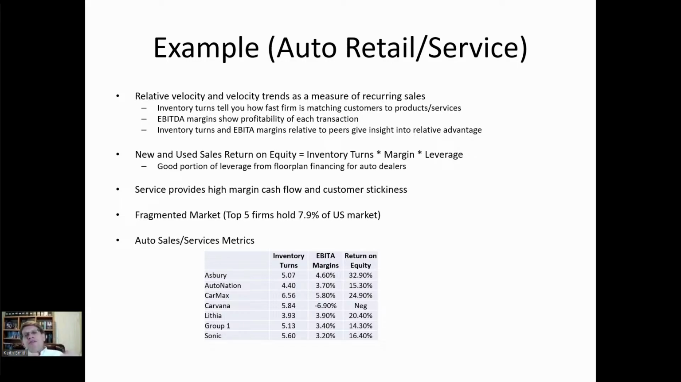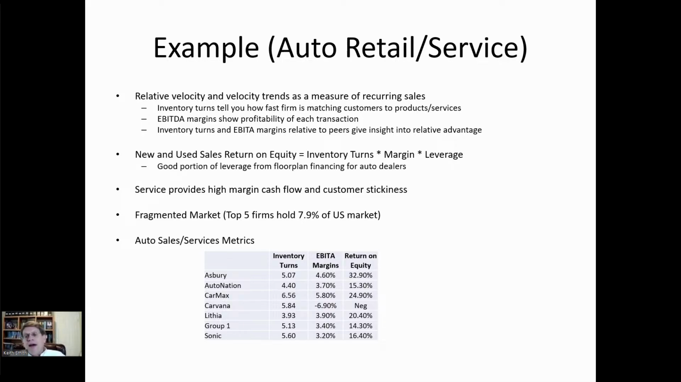So inventory tells you how fast the firm is matching customers and products and services. For example, in the UK, there's a company called Cambria. They have the highest customer velocity inventory turns of any UK auto dealer. One thing you notice about them is that they have a little video clip of what a salesperson is doing during COVID. The salesperson took her cell phone and went into the car and showed the customer exactly what features the car had. So those types of things.